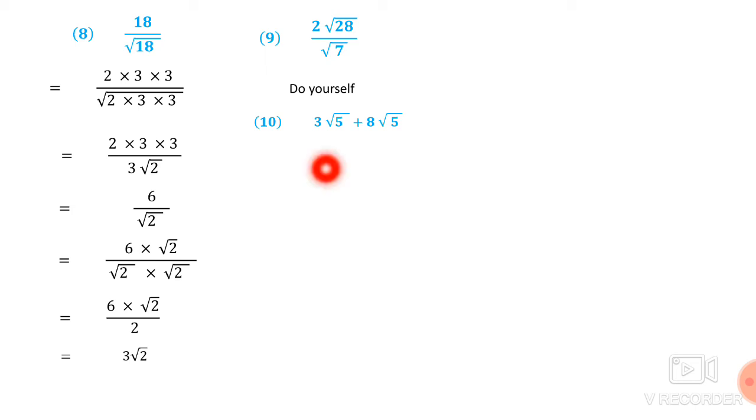Part 10, 3 root 5 plus 8 root 5. Here we can see square root 5 is the same. So we will only add this 3 with this 8. So 3 plus 8 will be 11, and square root 5 is written as it is.